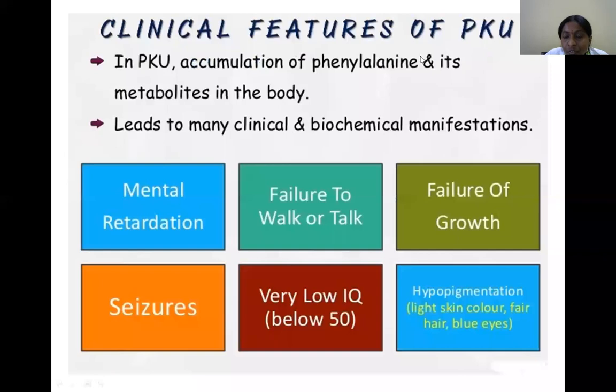Clinical features of phenylketonuria: accumulation of phenylalanine and its metabolites in the body. These are the main clinical and biochemical manifestations of phenylketonuria: mental retardation, failure to walk or talk, failure of growth, seizures, very low IQ below 50, and hypopigmentation, light skin color, fair hair, blue eyes.